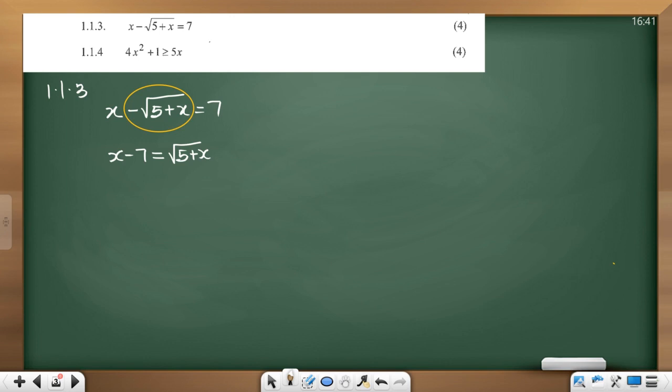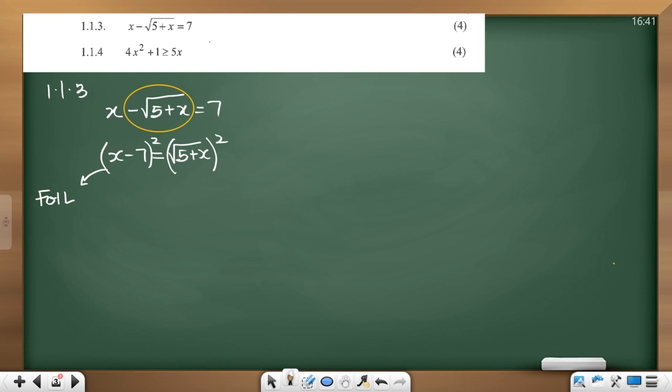I've done the first job, which is to isolate. Now, my second job is to get rid of the square root. And how do I do that? Square both sides. Okay, so I'm going to square that and square that. Guys, when we square here, please don't distribute. We FOIL. All right, we are not distributing. We are foiling. Take note. Very important. We FOIL, not distribute.